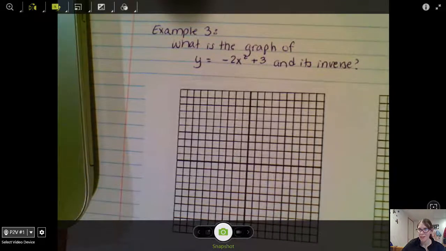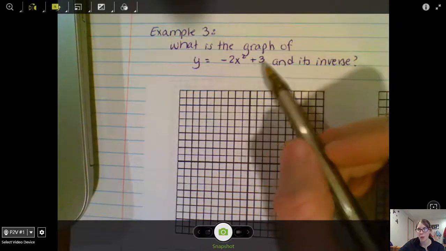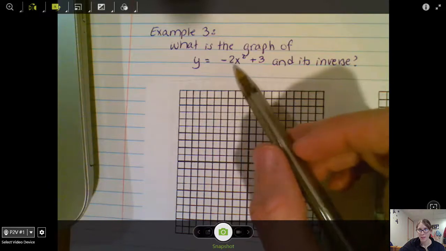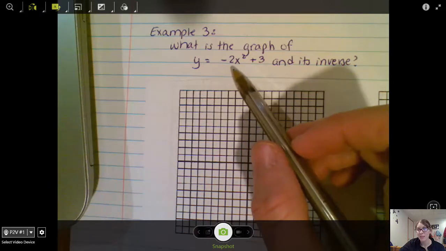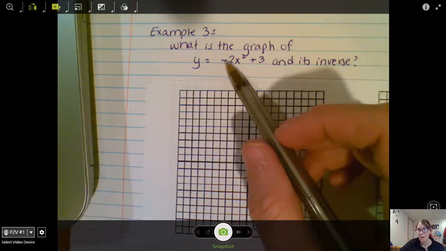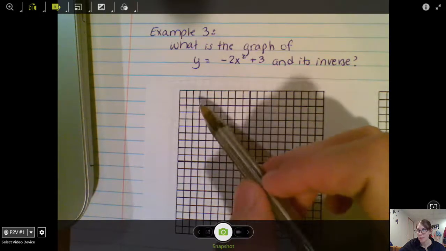Try to think for a second about what this is going to look like. Y equals negative 2x squared plus 3. Well, we have x squared. That means it's a parabola. I guess you could think of this as either vertex form or standard form right now. Really just your transformations that have happened to your parent function. This negative, that's our reflection. So it's going to make our parabola open downward.